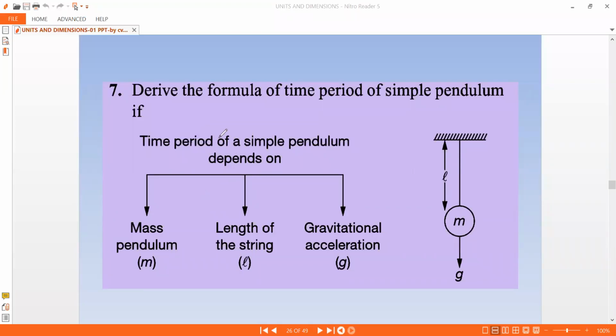So good evening, friends. Today I discuss one problem in this lecture. The question is: derive the formula of time period of the simple pendulum, if at all the time period of the simple pendulum depends upon the mass of the pendulum, length of the string, and gravitational acceleration.